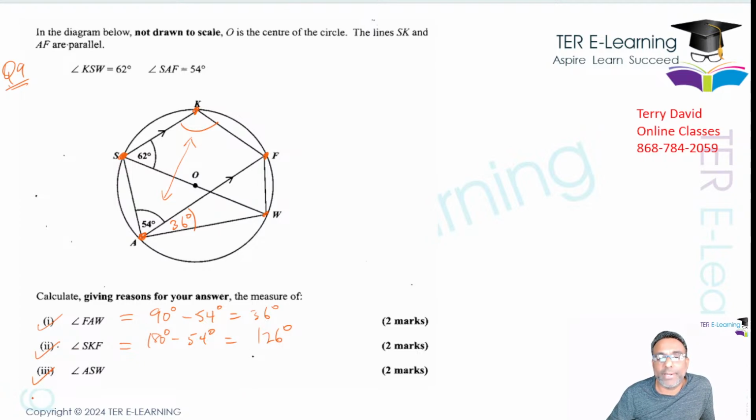And this third part here now, we want to get ASW. ASW is this angle here. My suggestion to you all is when you're working out a circle geometry question, put in all the angles. Every time you work out an angle, just put the angle on your diagram. So this angle here is 126. Now we want to get ASW, that's this angle across here.